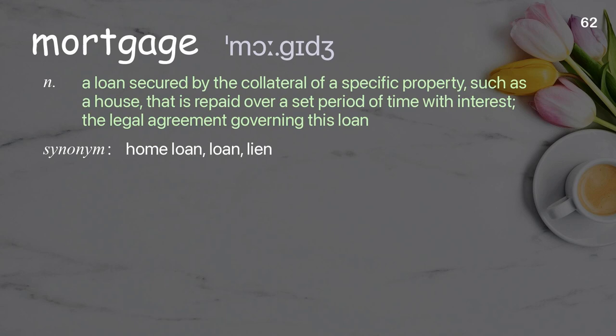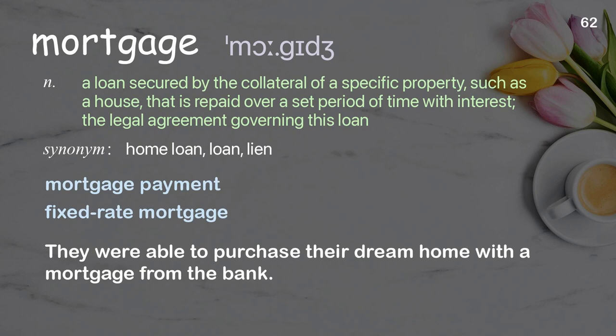Mortgage: a loan secured by the collateral of a specific property, such as a house, that is repaid over a set period of time with interest; the legal agreement governing this loan. Examples: mortgage payment, fixed rate mortgage. They were able to purchase their dream home with a mortgage from the bank.